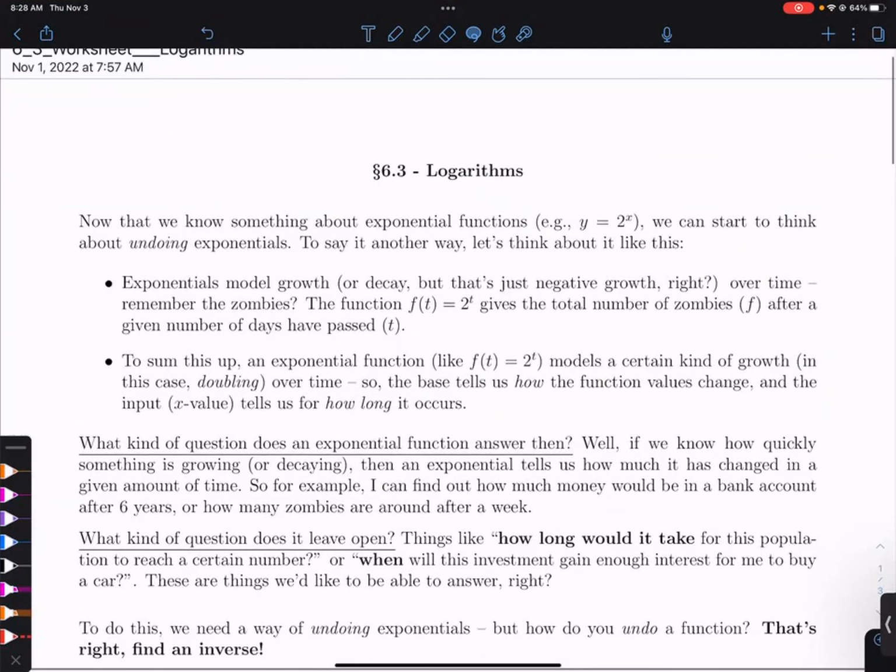If exponentials tell us how much a thing grows over a certain amount of time, like we did with the zombie apocalypse last time, and we answered questions like, after a week, how many zombies are there? After a month, how many are there? So what we're doing is giving it a time value, and the exponential is telling us how many there are, how much it's grown. The logarithm would answer questions like, how long would it take to grow by this much? This is how much I want to know about, how long does that take? That's what the logarithm does.